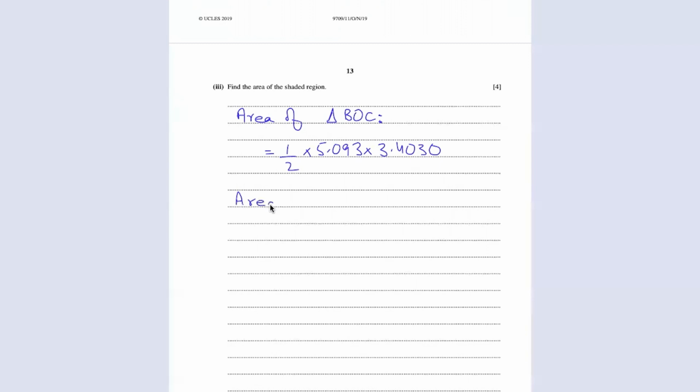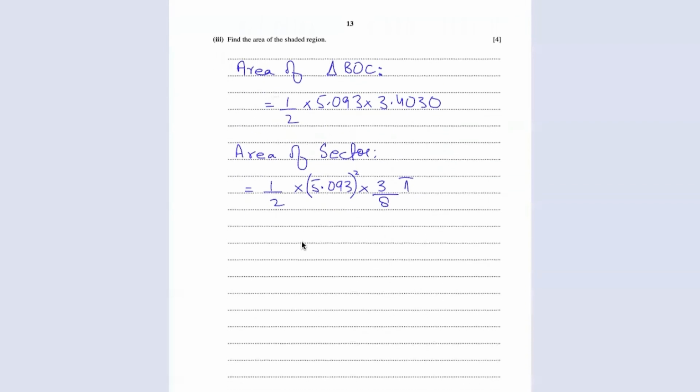The area of the sector would be half r squared theta. So we know that the radius is 5.093 times theta, which is 3 upon 16 pi. Or we can just take the total angle for the whole sector, which is 3 upon 8 pi. To find the area of the shaded region, we'll multiply the area of the triangle BOC by 2 minus the area of the sector.